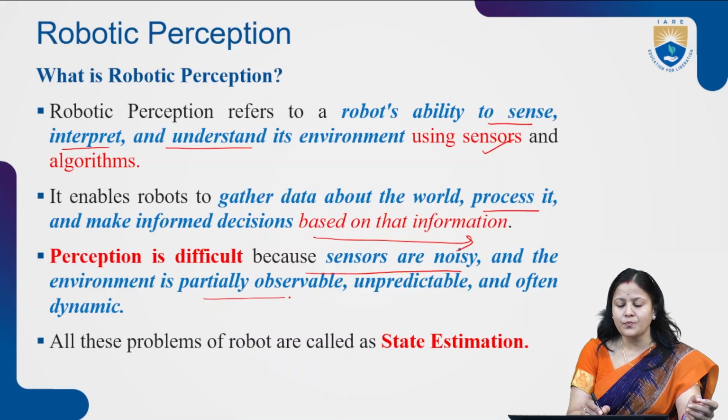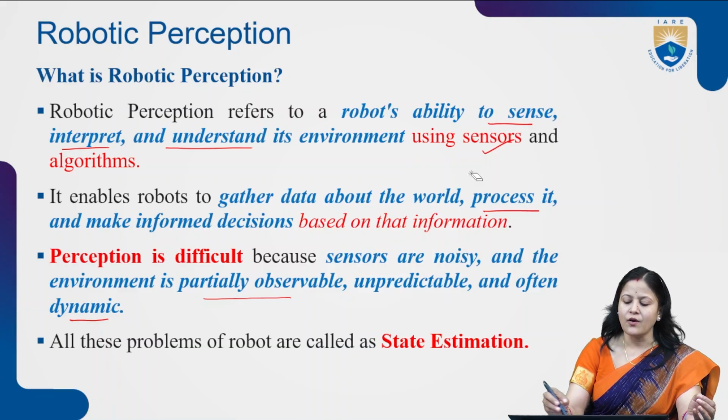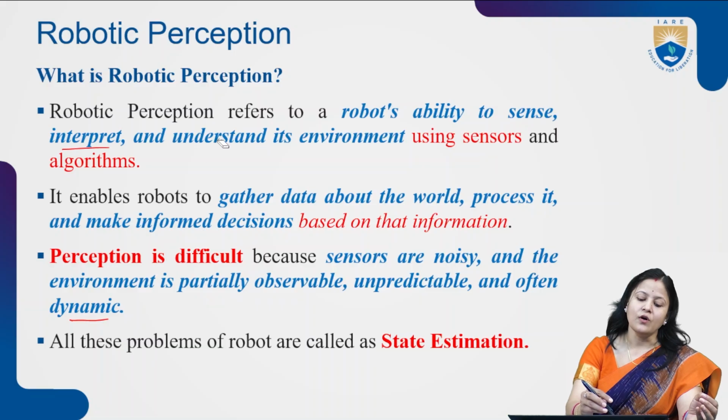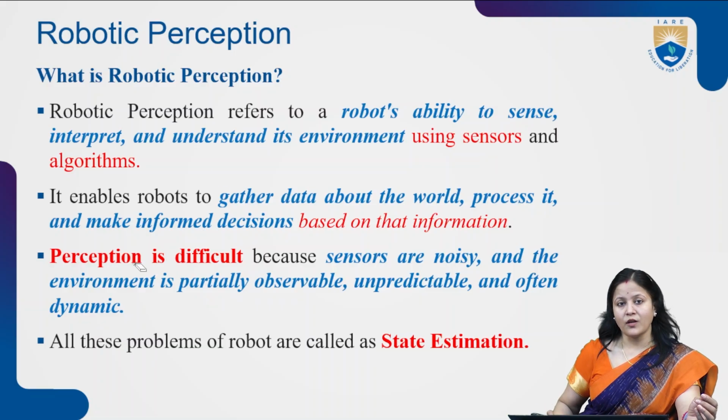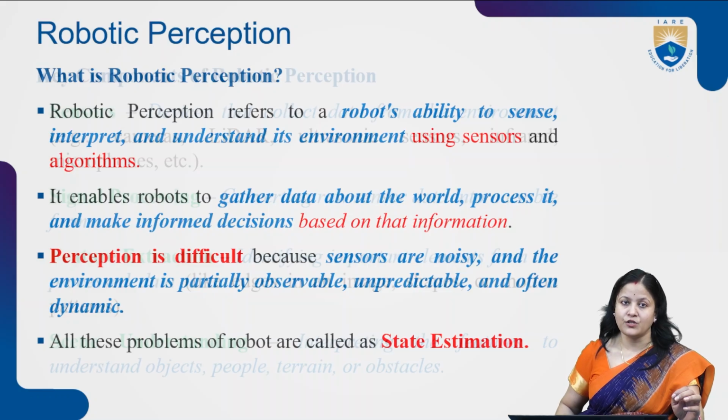If the environment is partially observable, if the environment is unpredictable, if the environment is also dynamic. And all these problems of the robot are called state estimation. So partially observable, unpredictable, these are different states where the sensors work to try to receive the information from the environment. So each state is called state estimation.